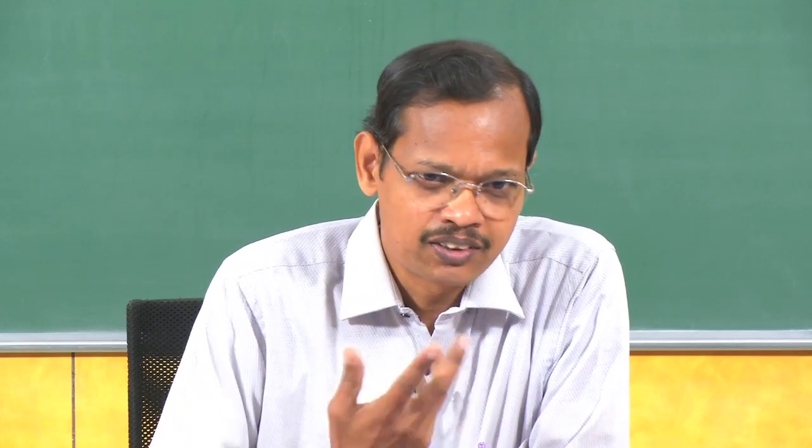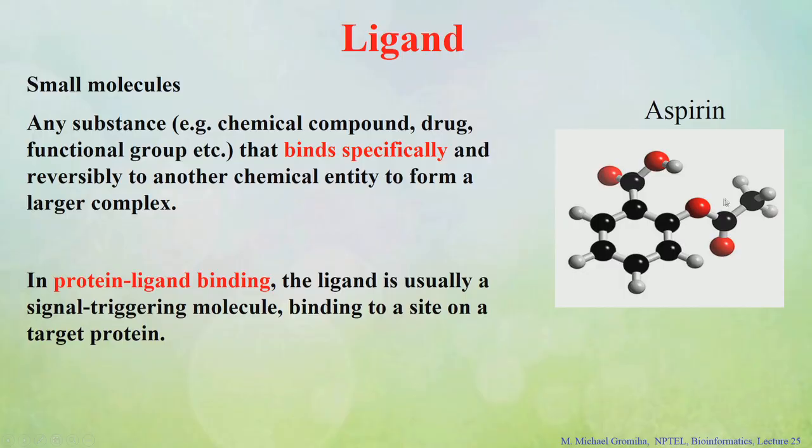what do you mean by ligand? What is the meaning of ligand? Generally we can say ligands are small molecules, or any substance or chemical compound. It can be a drug or any functional group that binds specifically to any other entity to make a complex. For example, a small molecule that can interact with a protein, like a protein ligand complex, or this drug molecule can interact with DNA, like the DNA drug interactions and so on.